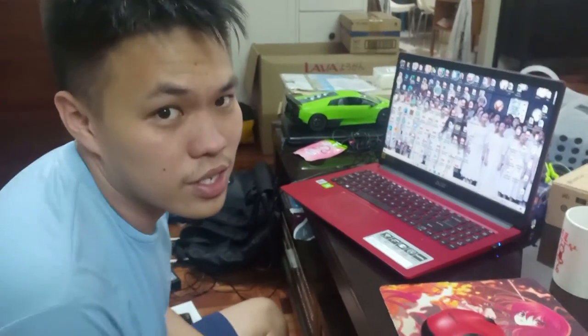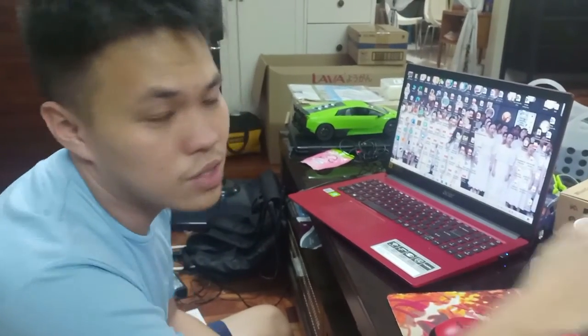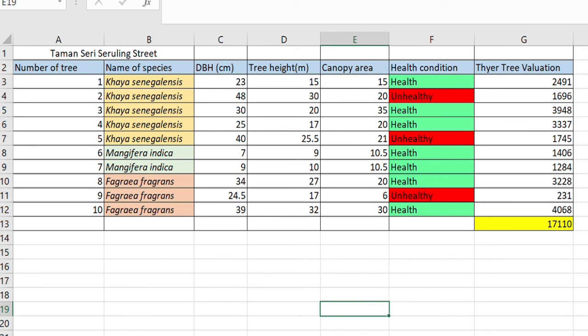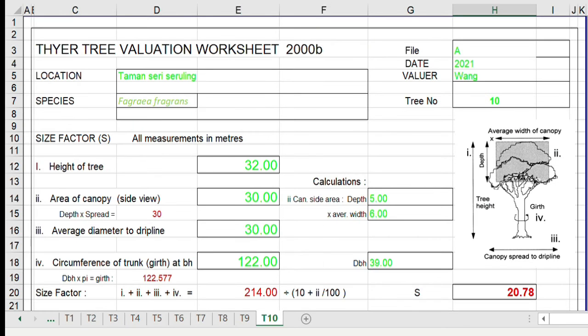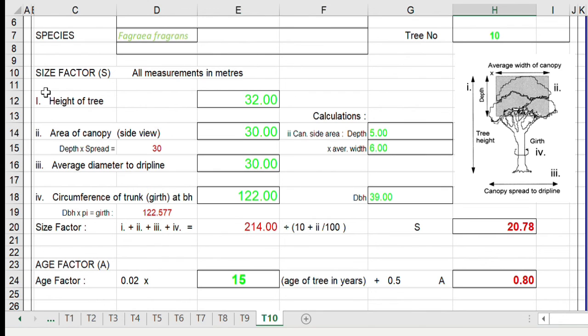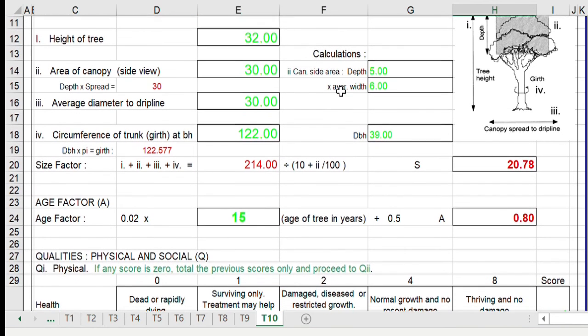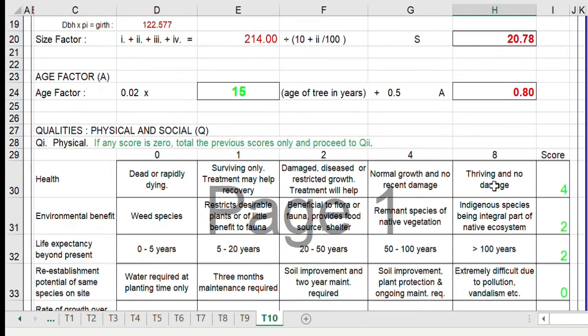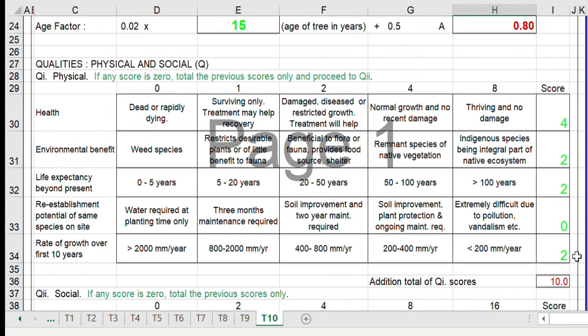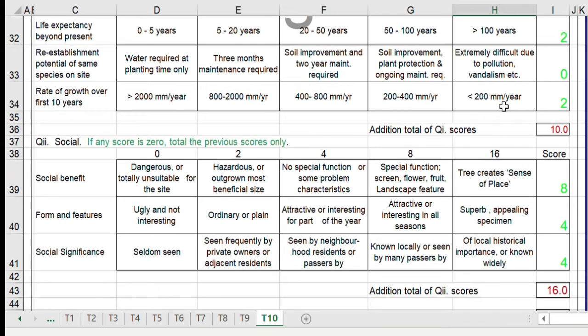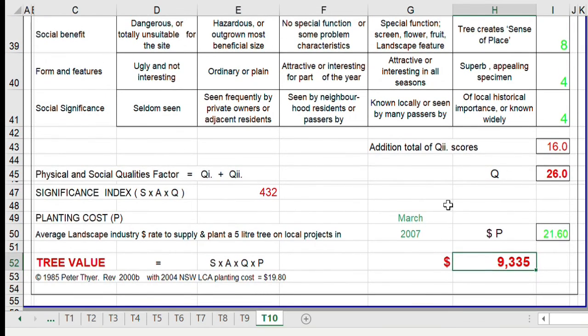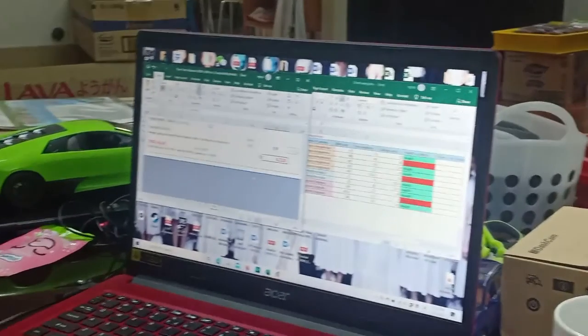So now I want to talk about the tree valuation. This is the data for 10 trees I collected from my site. I need to key it into the tree valuation tool. I key in the location, the tree species and the default data. Now I key in the tree height, which is 32, and key in all the data for the tree valuation, about the physical and social aspects. Based on what I surveyed from the site, the tree value is around 9,335. So that is for me. Thank you.